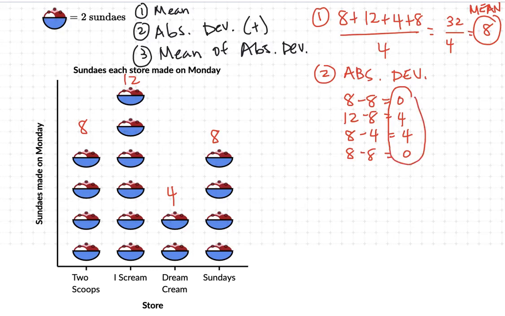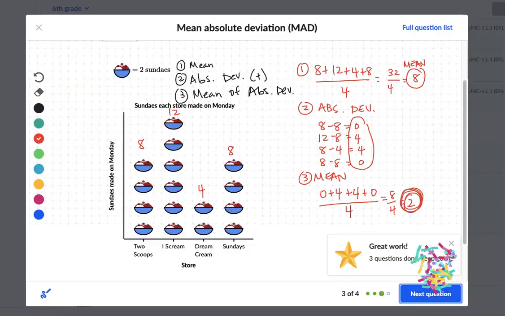So here are our absolute deviations. We're just going to be using these numbers from now on to figure out the mean again. So we're going to take these numbers, add them up, and then divide by 4 again. So I get 8 divided by 4, 2.